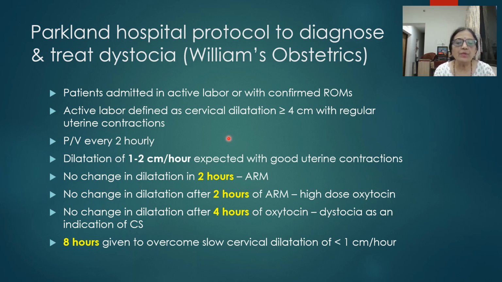Whenever you have a dilatation which is less than the expected 1 to 2 centimeter per hour, you don't do cesarean section at this stage. After that, you do ARM, wait for 2 hours, start oxytocin, wait for another 4 hours, and then only you go for cesarean section provided everything else is normal.